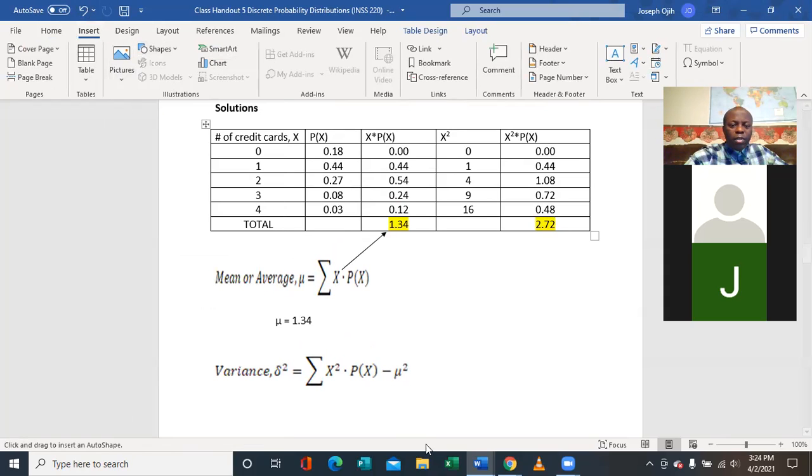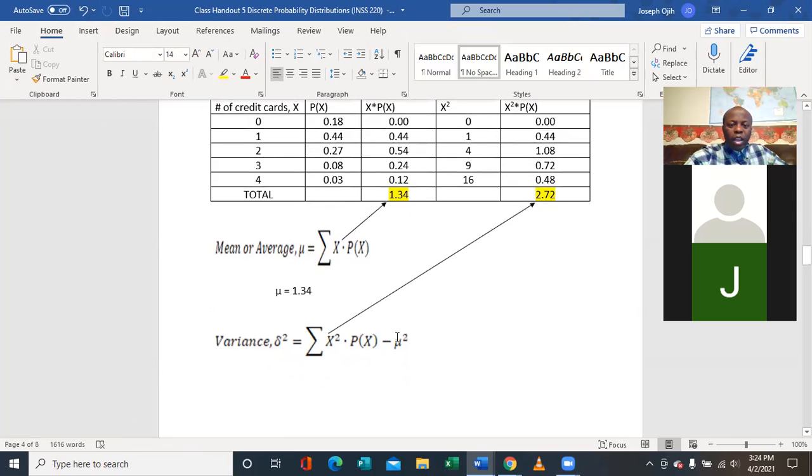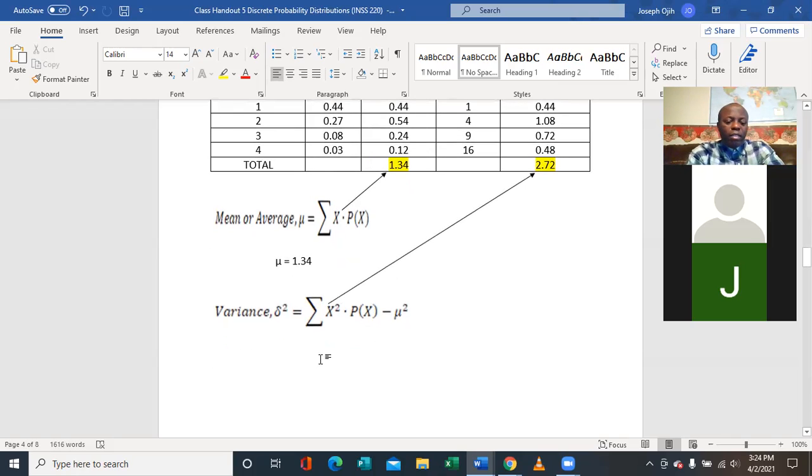This part, only this part, X squared times P(X). So the mean, we already have the mean from here. So our variance will now become, variance equals, it says, sum of X squared times P(X), which is 2.72, minus the mean, which is 1.34, so mean squared. So it's gonna be 1.34 squared. Let me write it down and then we can solve it with the calculator. You have 2.72 minus 1.34 squared.